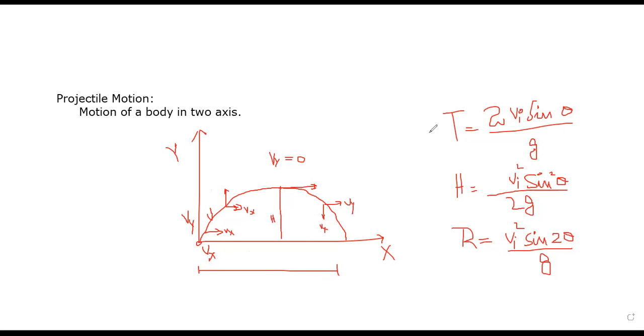You can check that time has a direct dependence on the initial velocity. Similarly, height has a direct correspondence with the initial velocity, and the range has a direct link with the initial velocity. So we are going to check our projectile motion. I have developed Python based code to see what type of animation it is going to show us.